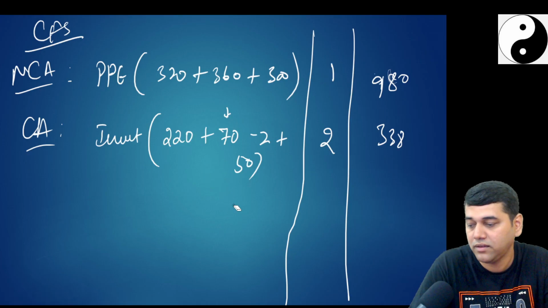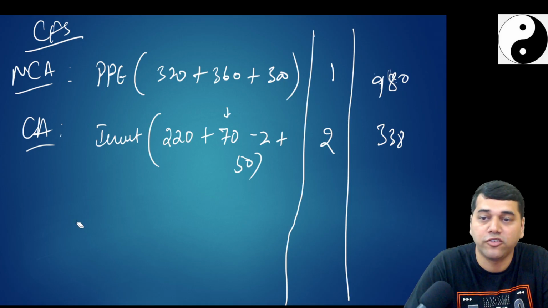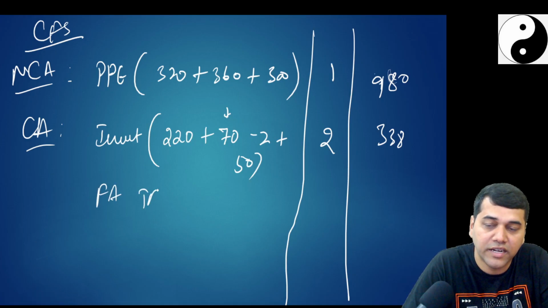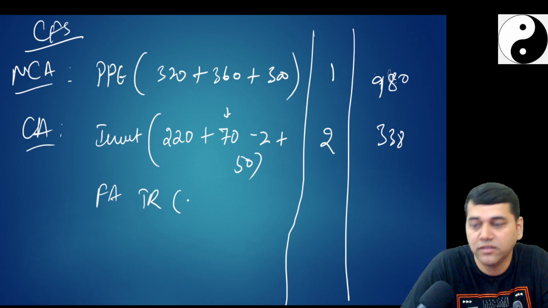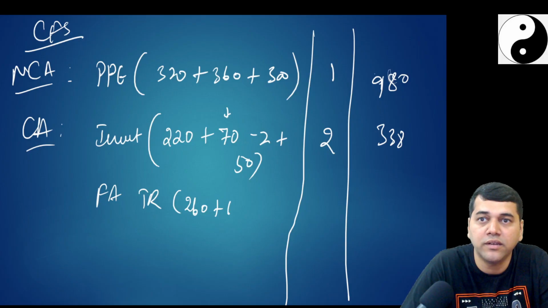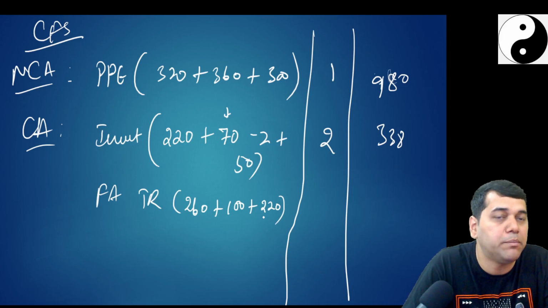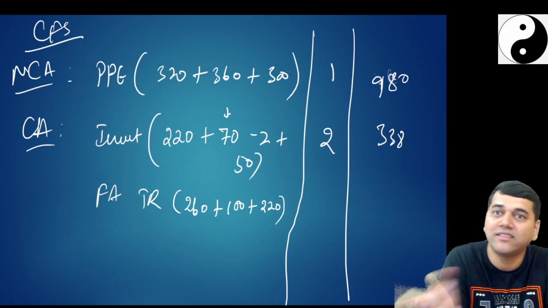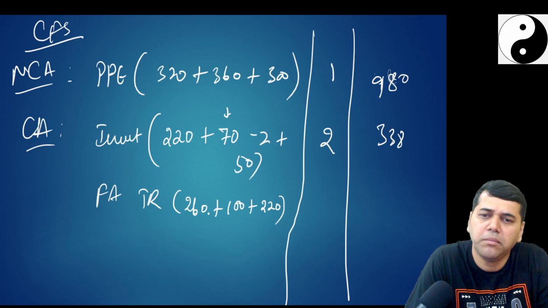Bills, trade receivables. I say financial assets, trade receivable. How much is S Limited? 260. Sorry, P Limited 260 plus S Limited 100, 220. Is there any intercompany adjustment? No. If you assume here that 10 lakh is unsettled, then minus 10 lakhs.